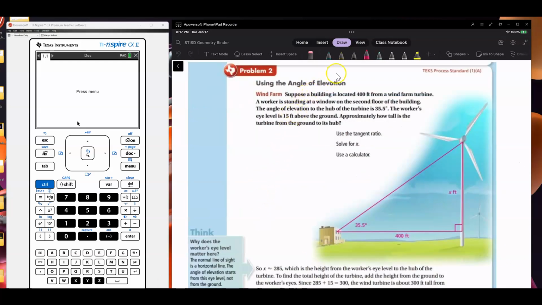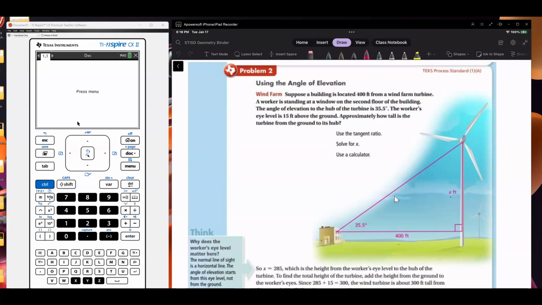Using angle of elevation, you notice at 35.5, here is the line that is non-horizontal. It's above the angle, so there's angle of elevation. Suppose the building is located 400 feet from the windmill turbine. A worker is standing at a window at the second floor of the building. The angle of elevation to the hub of the turbine is 35.5. The worker's eye level is 15 feet above the ground. Approximately how tall is the turbine from the ground to the hub?